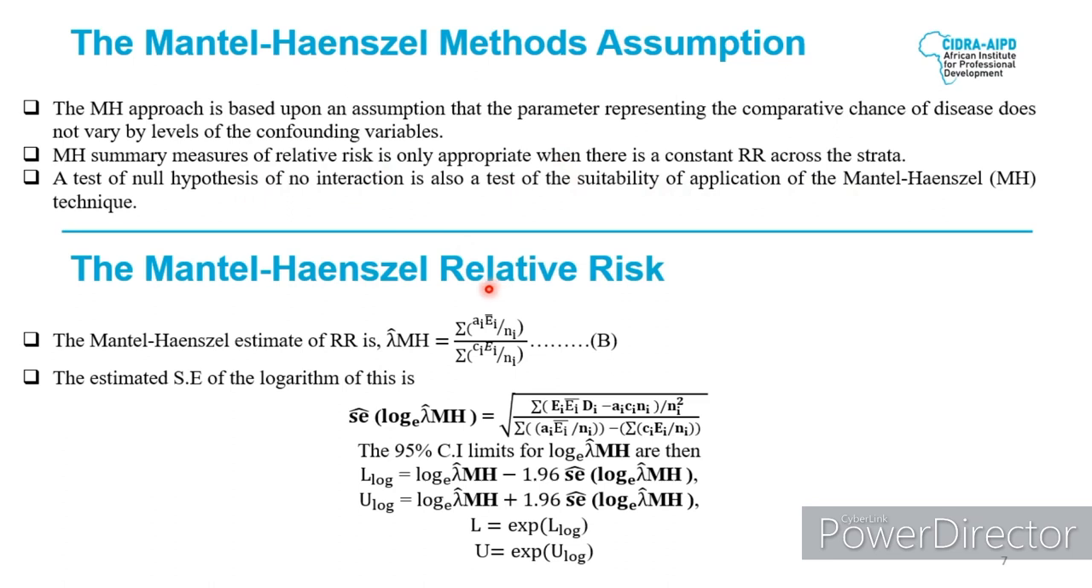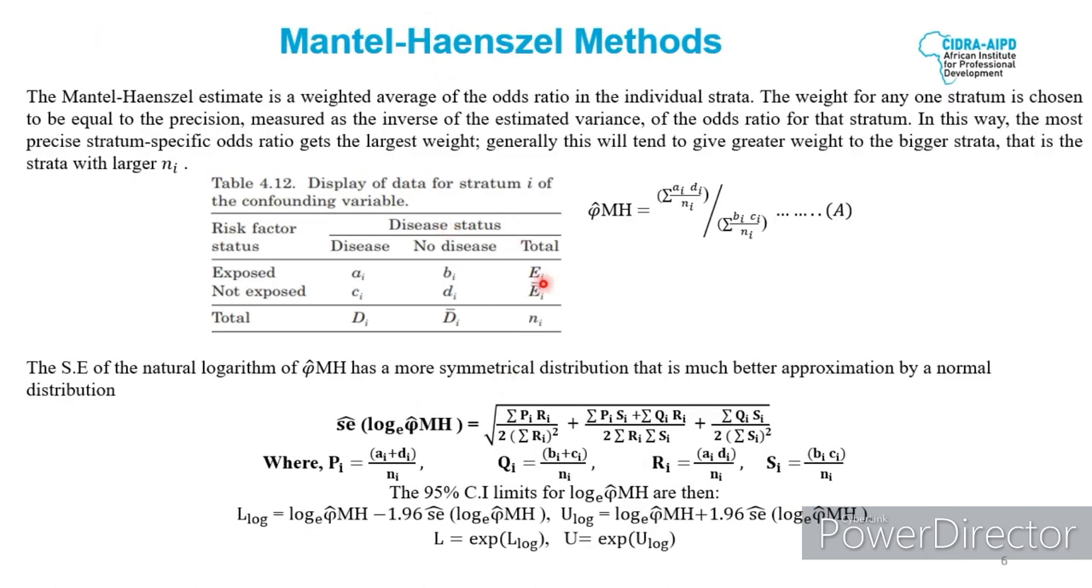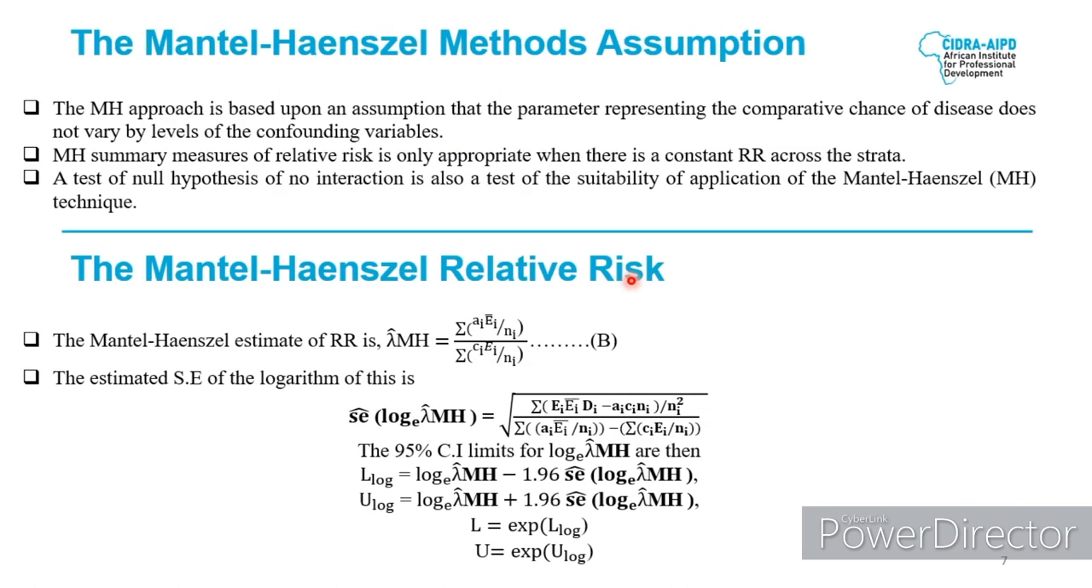To calculate the Mantel-Haenszel relative risk, we will use this test statistic, and then we'll estimate the standard error of the logarithm using this formula. So please note down all these formulas, and here capital E_i cap and capital E_i is this one, the total values for the exposed and non-exposed.